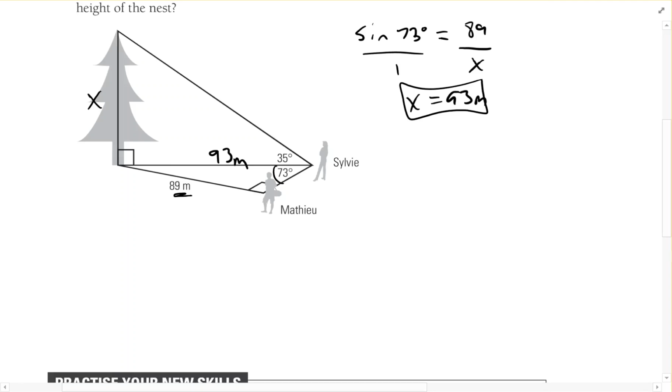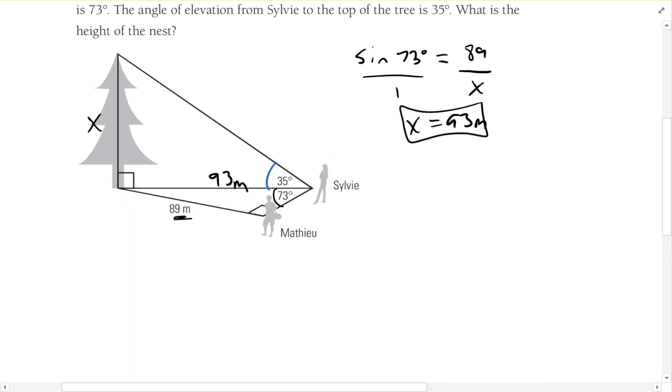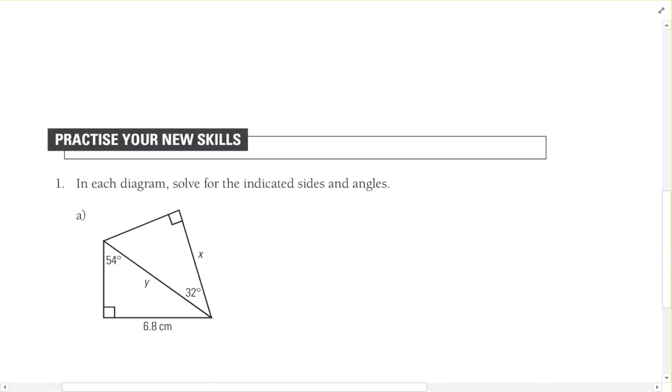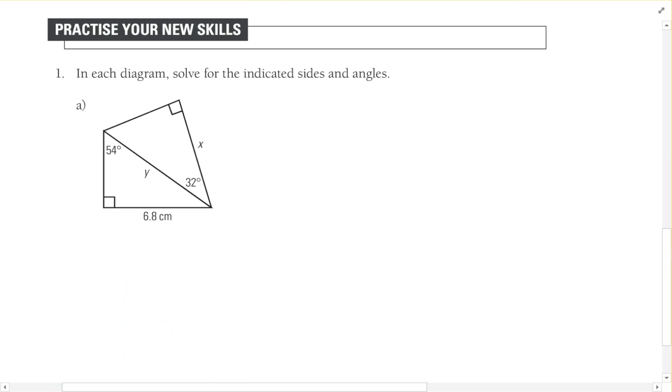Now that I know that, I'll actually let you figure out the rest of the question. We know that angle, we know that side. What's the height there? So go ahead and answer the rest of number 9 now. Okay, practice your skills. For the most part, I'm going to give you some hints on these if we need it, but I'm just going to let you go for it. So go ahead and answer number 1A now.